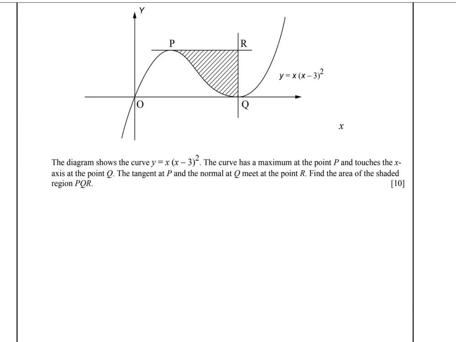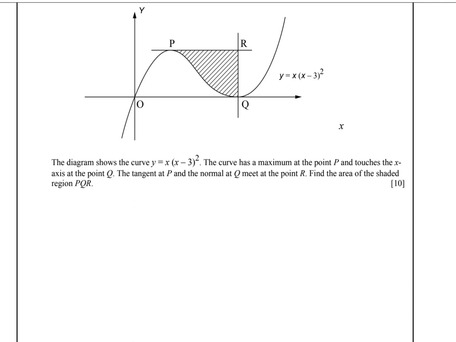This is the alternate option of question 12. Here in this question, we have a curve y equals x times (x minus 3) whole squared, which has a maximum point at P and a minimum point at Q. A tangent is drawn at P and a normal is drawn at Q. These two lines meet at point R. We need to find the shaded region enclosed by these two lines and the curve as given in the figure.